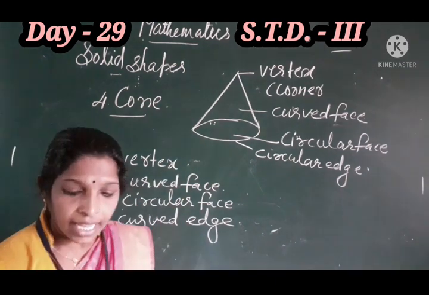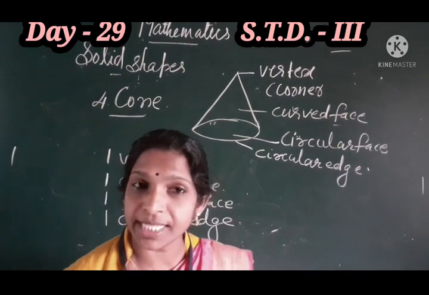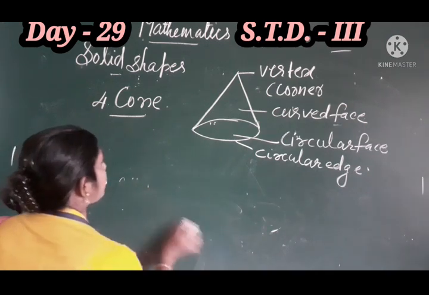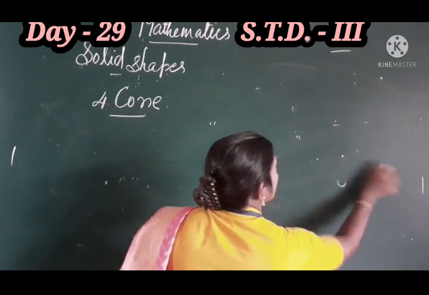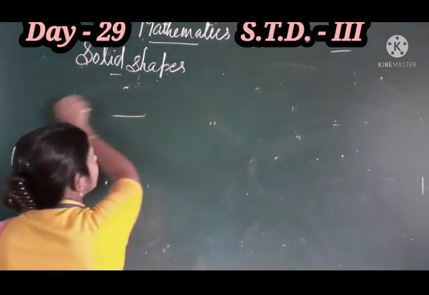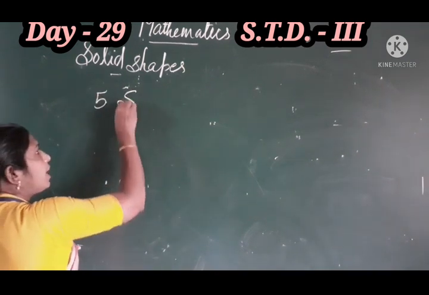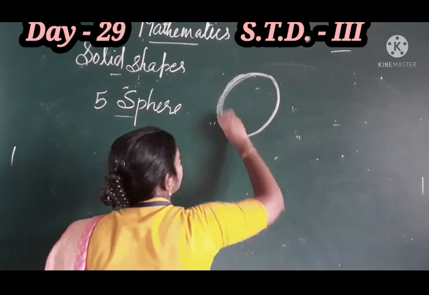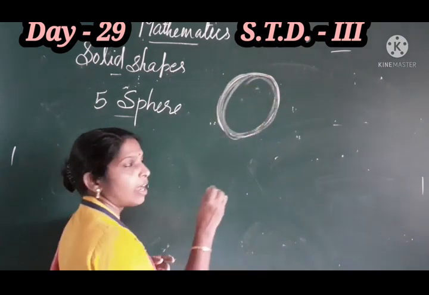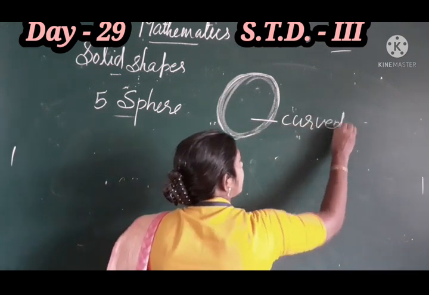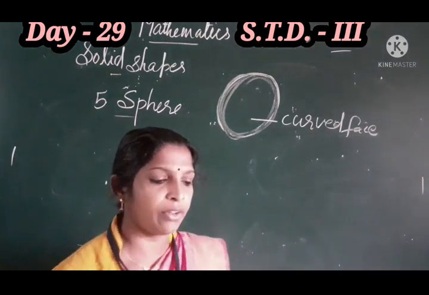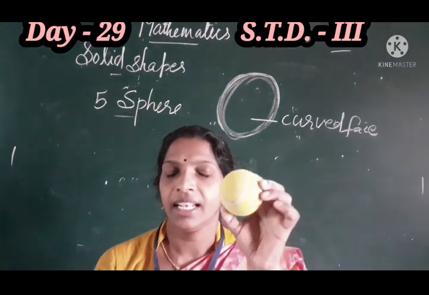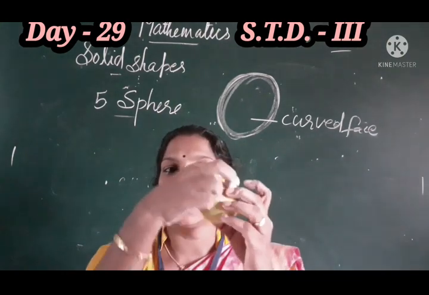The last one we are going to study. Do you remember? Sphere. A sphere is like a ball of clay. A globe is an example of a sphere. Fifth one, sphere. It has only one curved face. This ball is an example of a sphere. Only one face, a curved face.